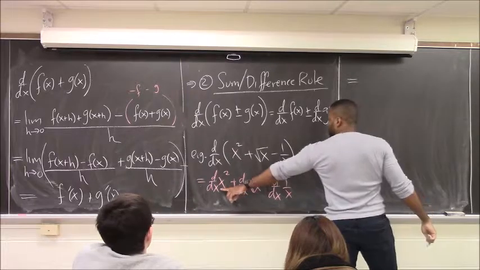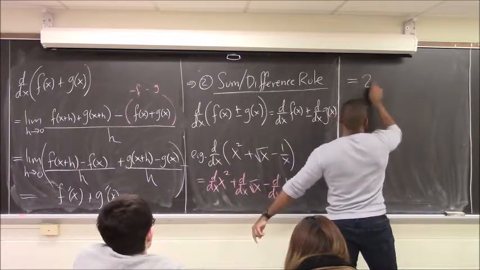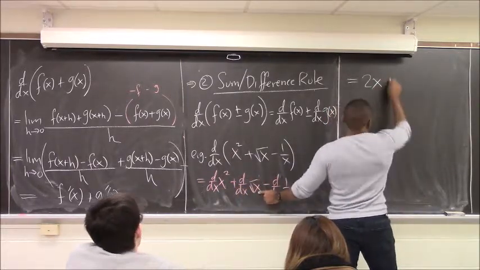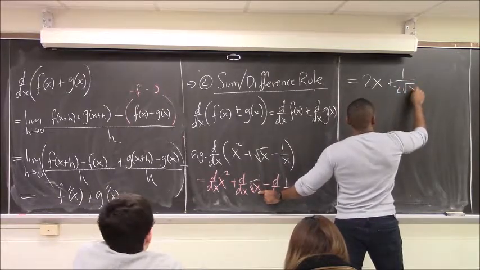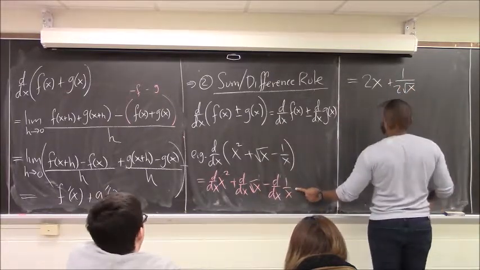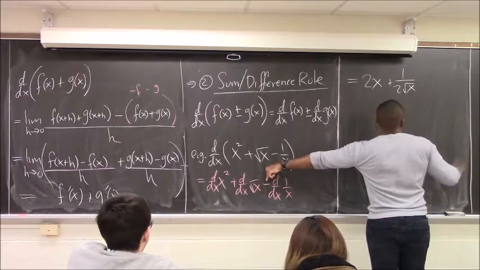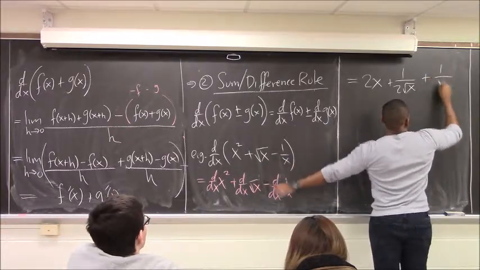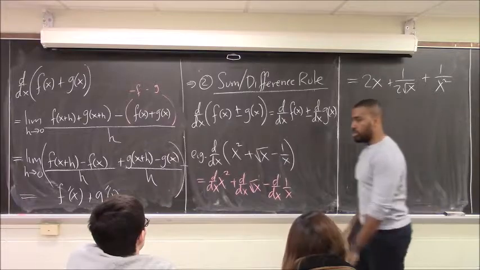We saw last class that the derivative of x squared is 2x. The derivative of radical x that we just saw is 1 over 2 radical x. The derivative of 1 over x is minus 1 over x squared, times that minus, plus 1 over x squared. So that would be the derivative of that function.